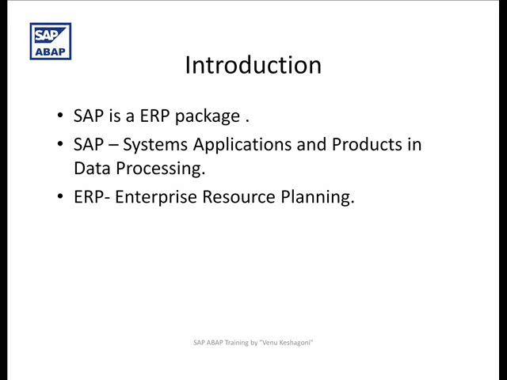Enterprise means an organization. Resources means what resources an organization uses. For example, for the Maruti company, the tires and body are the resources. The Maruti company manufactures a car by using those resources. And planning means the process, the planning that is used to complete the overall form of the car. That is what ERP means. SAP follows an ERP system.